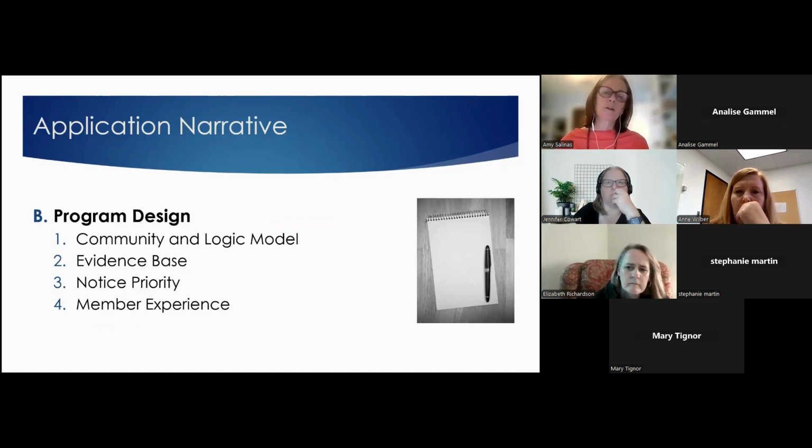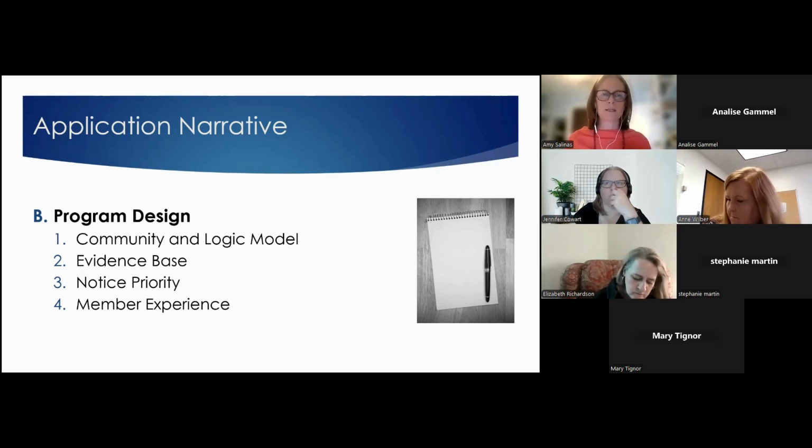Okay, so the logic model document is read in concert with the narrative that we talked about last week. The first big section of the narrative, which we introduced last week, and if you weren't a part, you can listen to the recording, is program design. It's really the big meat of the narrative. And the first section in program design is called community and logic model, okay? There are 4 subsections in there, but the first section is called community and logic model.